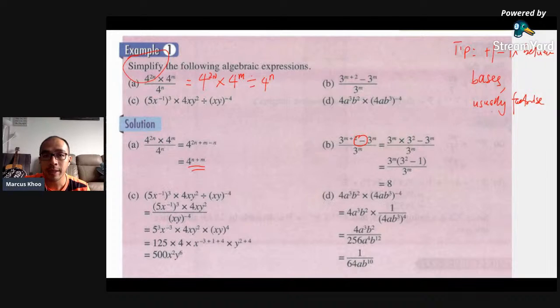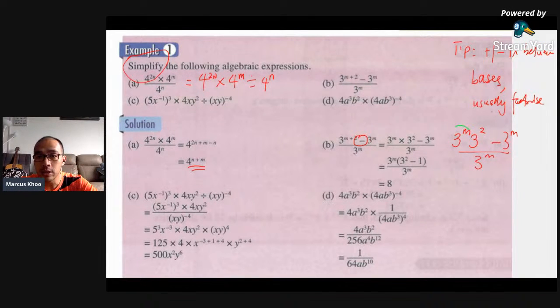So this is what is happening over here. This guy is splitting this plus over here into this. Now, why does he want to do this? It's because he wants to factorize. If I write this again, this will be 3 to the power m times 3 squared minus 3 to the power m over 3 to the power m. This is what is happening over here, so that this 3 to the power m can be factorized out.